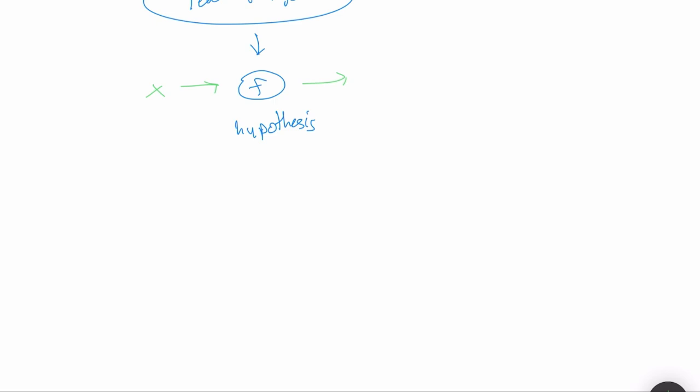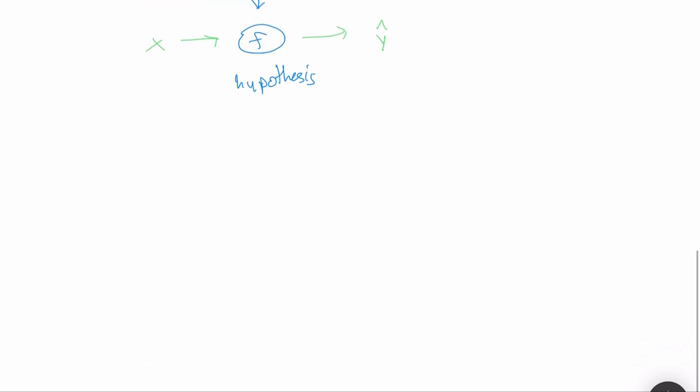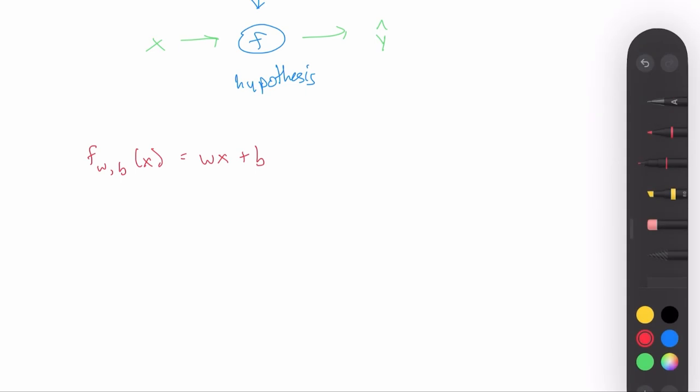And this is not represented by y because y is the actual output. It outputs a predicted output, and we'll represent this as y hat. So it's y with a little hat on the top right there. And how we'll represent f, our function, is like this: f subscript w, b of x is equal to w times x plus b. And these parameters, w and b, determine the y hat value.